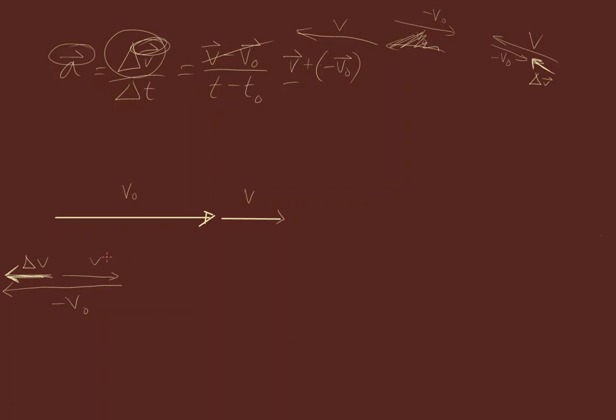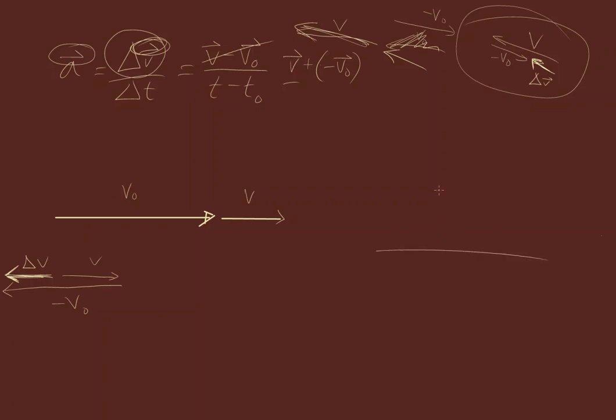So if we're speeding up, like this case over here, originally it looked like this, with slow speed, then fast speed. If we're speeding up, the change in velocity is in the same direction as velocity. If we're slowing down, the change in velocity is against our direction of motion. Okay.